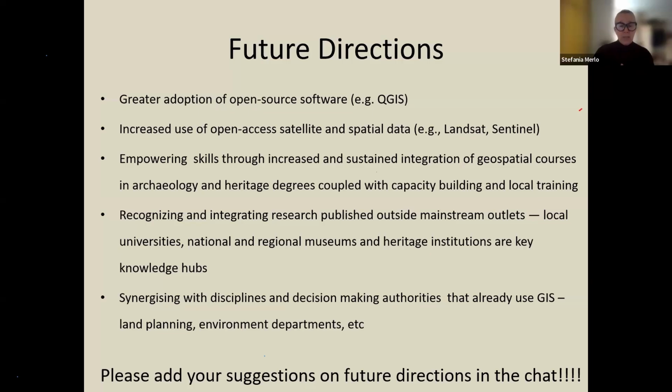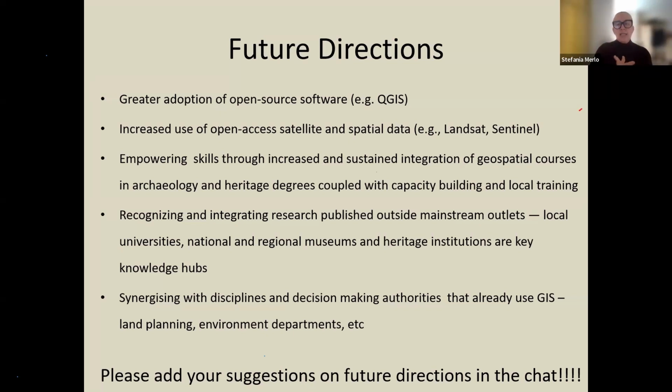And then synergizing with disciplines and decision-making authorities that already use GIS in the countries where we operate. In particular, land planning and environmental departments in various countries where we operate are already using GIS. We are behind in the heritage sector, so probably opening conversations with these other more resourced departments would alert ministries and other important government bodies that GIS is also to be used for heritage management, etc., etc.